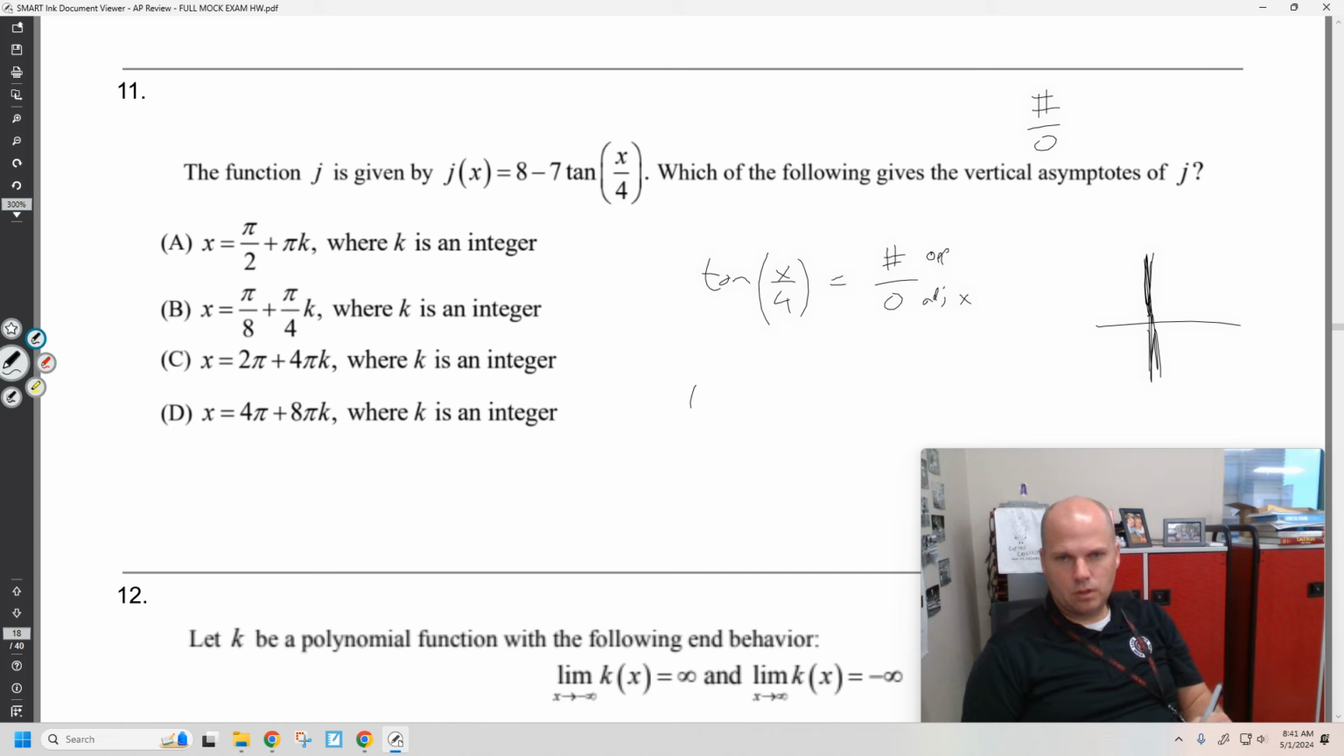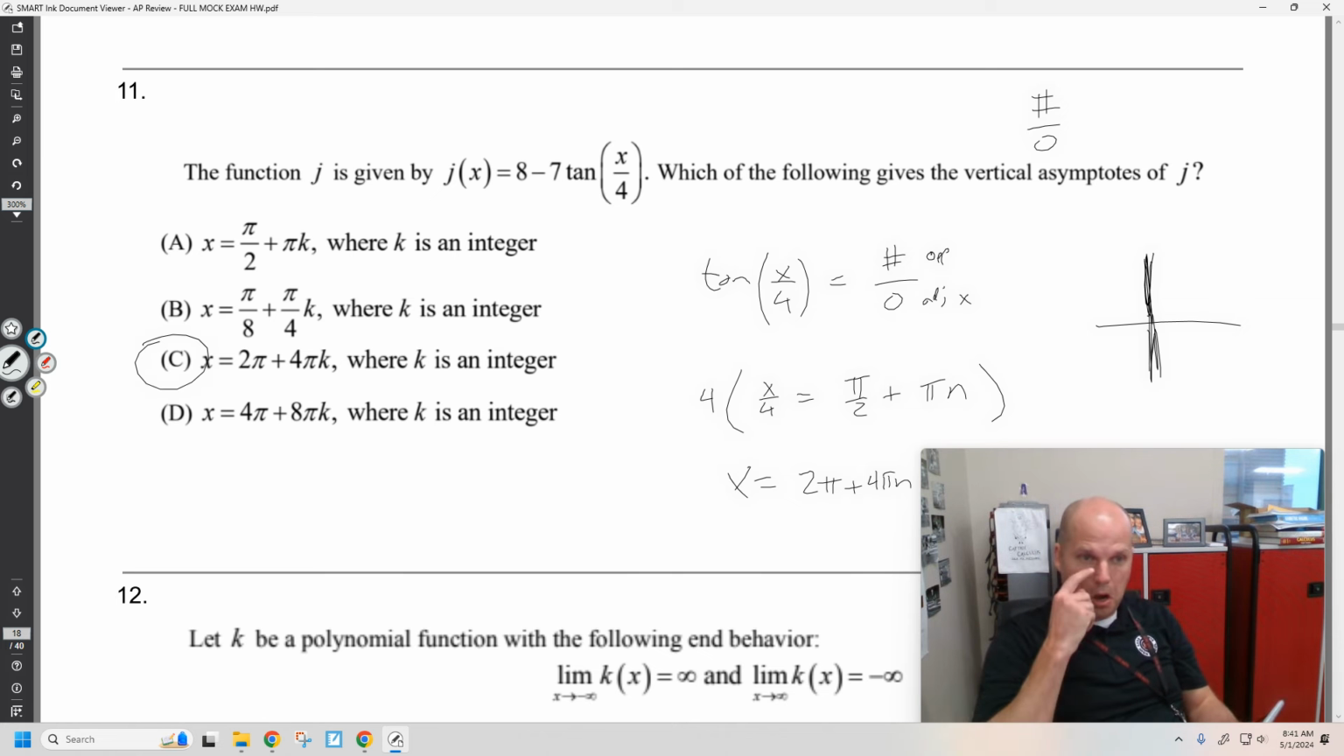3 pi over 2. Really, it's pi over 2 plus pi n. Tangent's period is pi, so we don't need both. I just need pi over 2 plus pi n. Those are my angles, but my angles will have to be manipulated, be dilated to get solutions. I'm going to multiply by 4 to get my solutions. 4 times pi over 2 is 2 pi. 4 times pi n is 4 pi n. So I have 2 pi plus 4 pi n, where n is an integer.